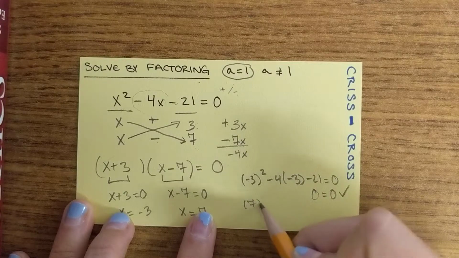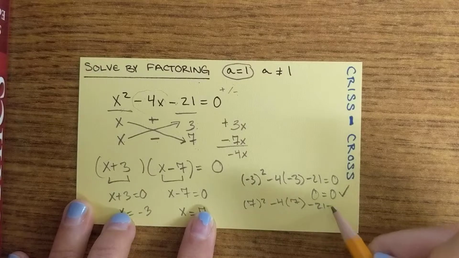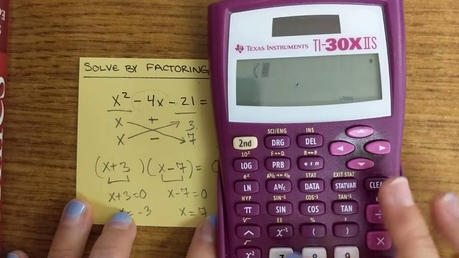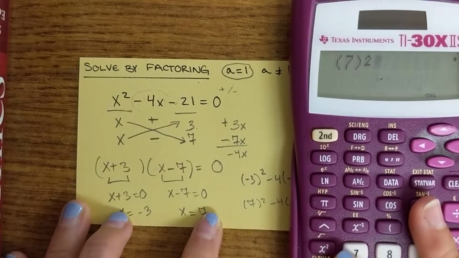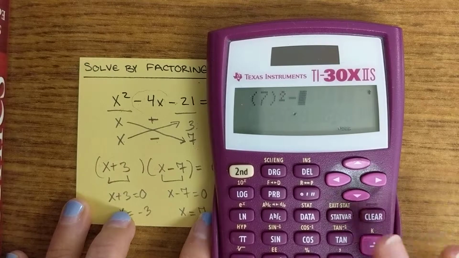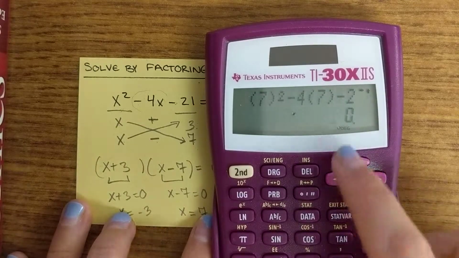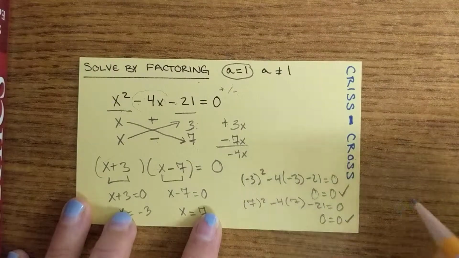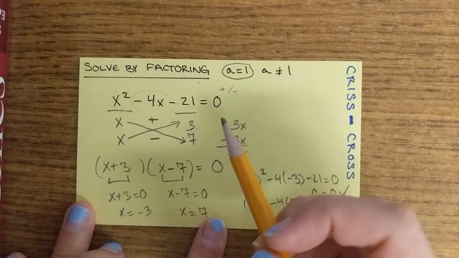Now we'll check 7. Zero. Therefore, negative 3 and 7 are in fact solutions for this quadratic equation.